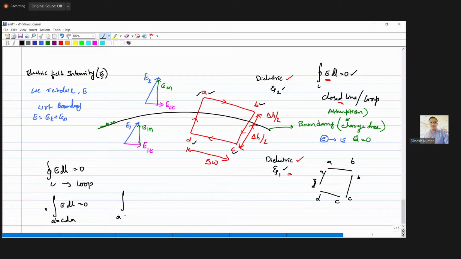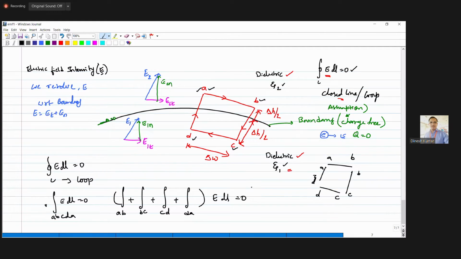So the integral of the line AB plus the integral of the line BC plus the integral of line CD plus the integral of line DA. So that value, the closed integral of E·dL, will be equal to what? 0. It will be equal to 0.